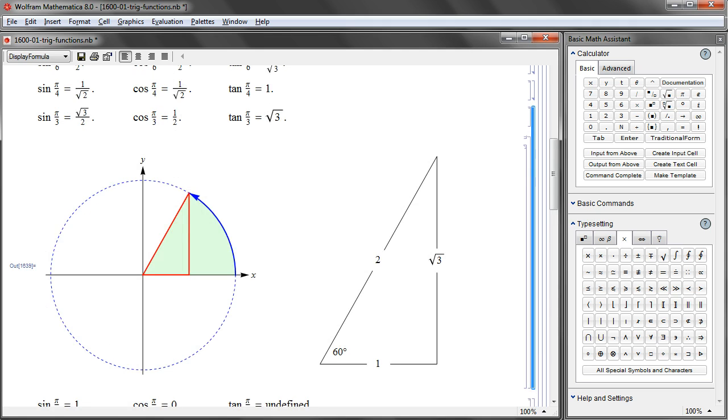How about 60 degrees or pi over 3? Do we have a different triangle? Actually, no, it's the same triangle. 1, square root of 3, 2 triangle again, but positioned a little bit differently. And in this strategic position at 60 degrees on the origin side, we get these trig values: square root of 3 over 2 for sine, 1/2 for cosine, and square root of 3 over 1 for tangent.